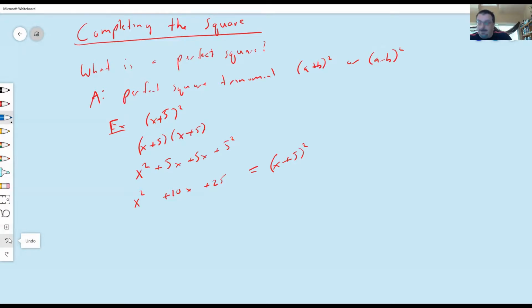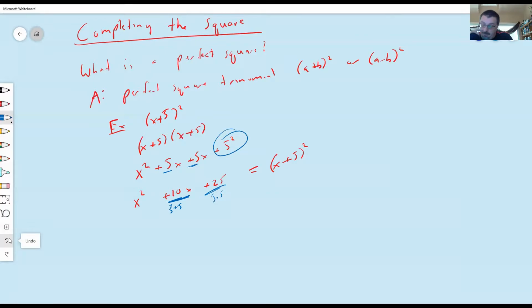Let's look at a couple things here. Note, this 10 here is 5 plus 5. So I add the same number together, I got the 10. The 25 here is 5 times 5. So in order to get a perfect square trinomial, I have to add the same number in the middle to get the middle term, that I multiply the same number to get the last term.